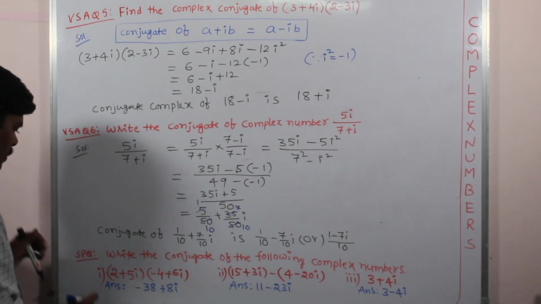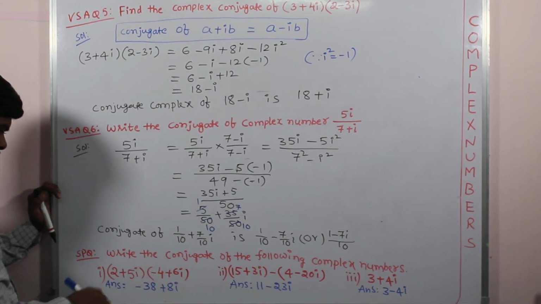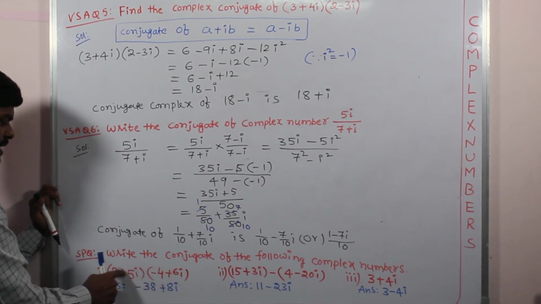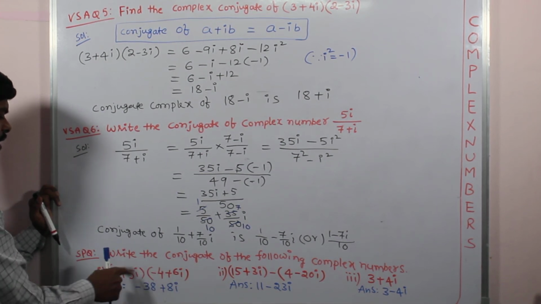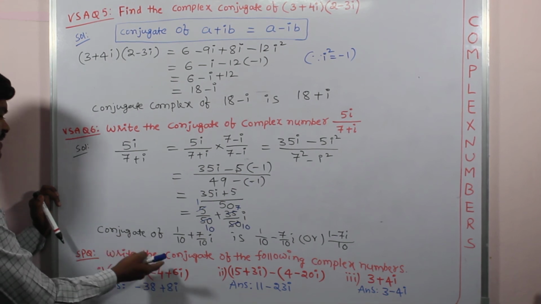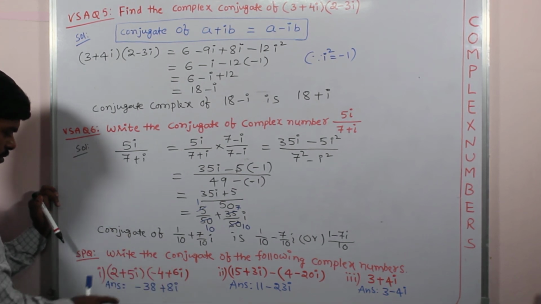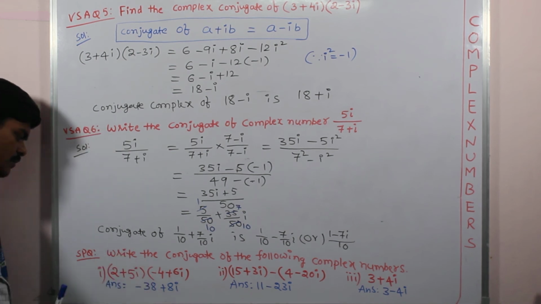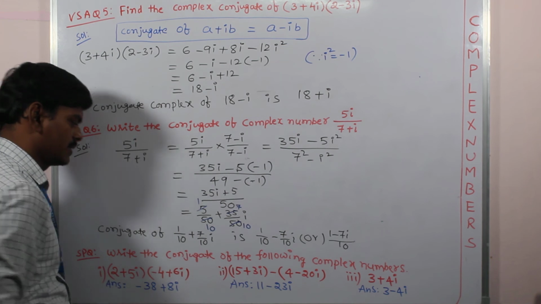Similarly, we can practice these questions. (2 plus 5 iota) into (minus 4 plus 6 iota). First multiply these two complex numbers and convert it into the form of either a plus iota b or a minus iota b. For your convenience, I wrote its answer also. After completion of the procedure, you can check the answer.